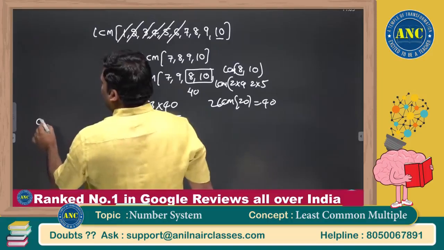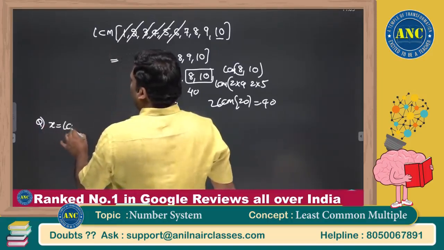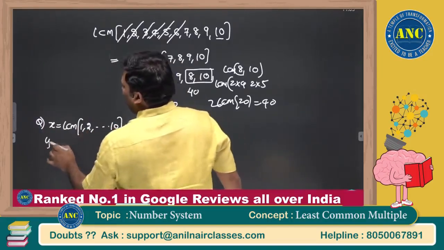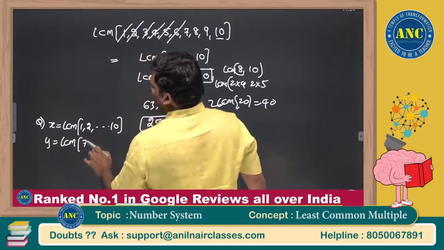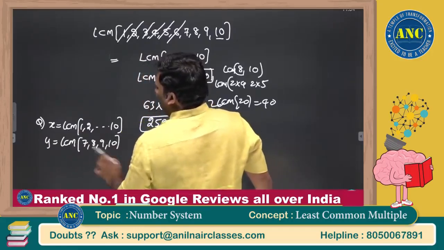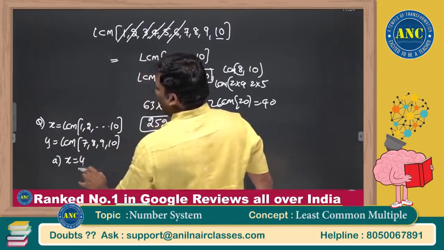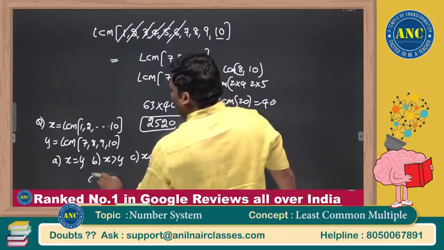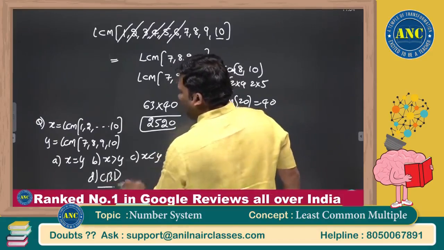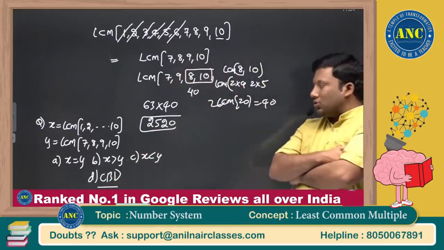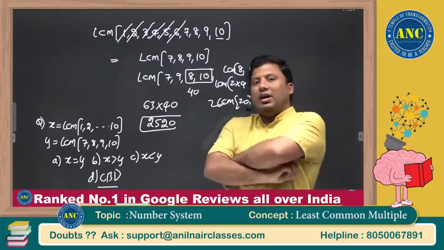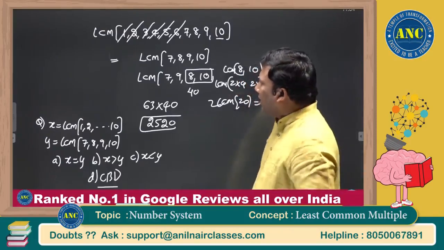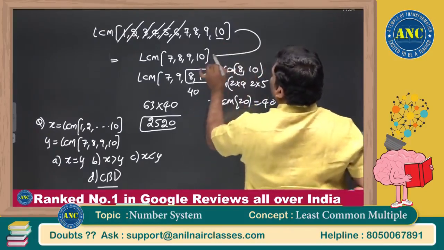There is a question in a management examination. Question goes like this. LCM of 1 to 10, the value is X. Y value is LCM of 7, 8, 9, 10. What is the relationship between X and Y? X equivalent to Y, X greater than Y, X less than Y, or X and Y relationship cannot be determined. X is equivalent to LCM of 1, 2, 3 till 10. Y is equivalent to LCM of 7, 8, 9 and 10.